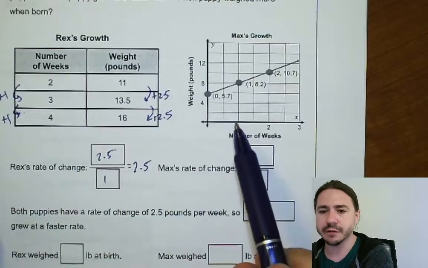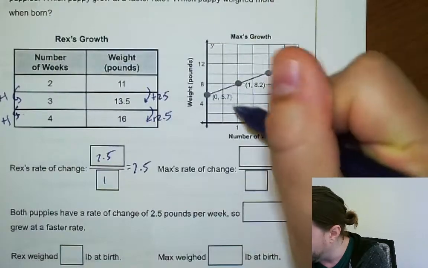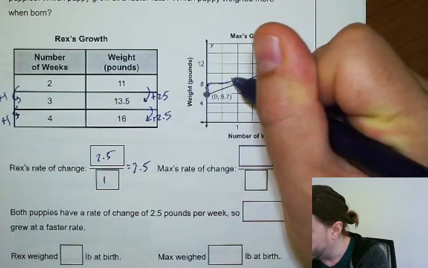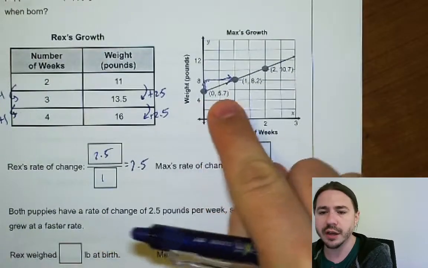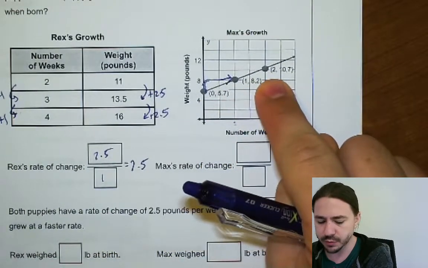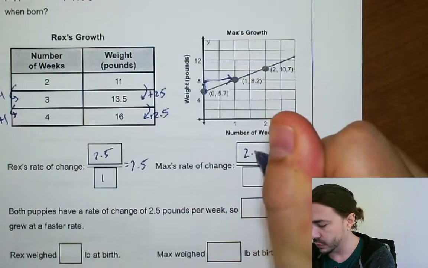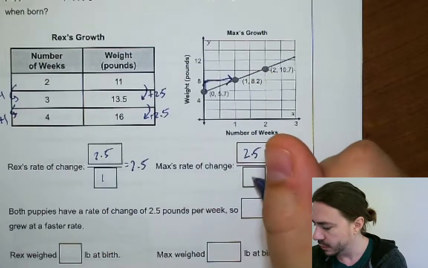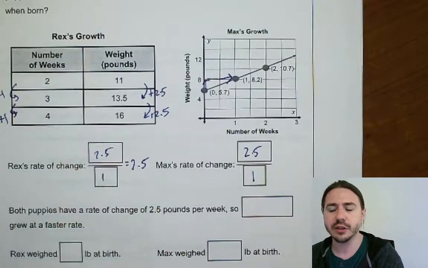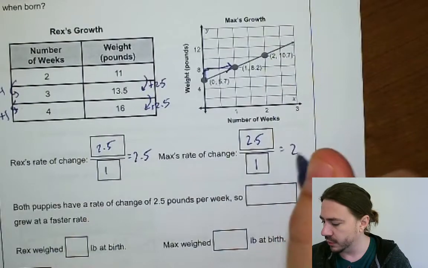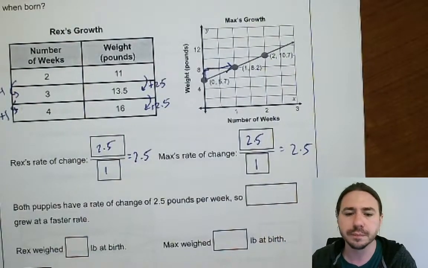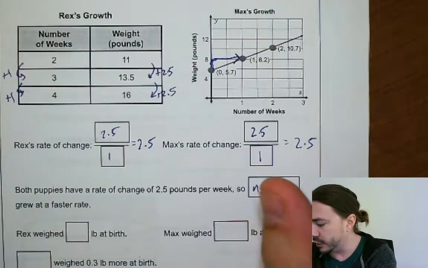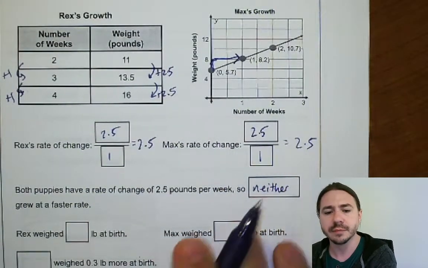And then Max's rate of change, let's check this out. Now they're given these points, luckily they give us the coordinates here because otherwise we wouldn't really know what these are. Okay, this change in y from 5.7 to 8.2 is 2.5. The change from 0 to 1 is 1. So actually it looks like they're growing at exactly the same rate, 2.5 pounds per week. Both puppies have a rate of change of 2.5 pounds per week, so neither grew at a faster rate. They're growing at the same rate.